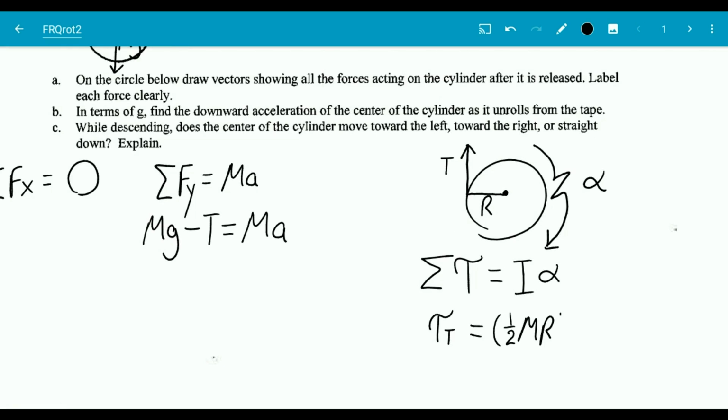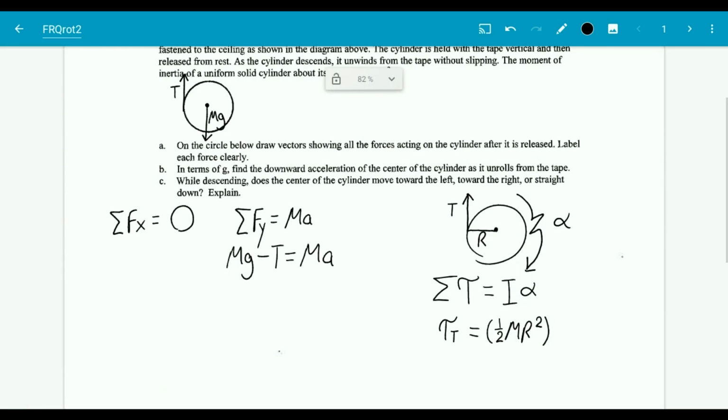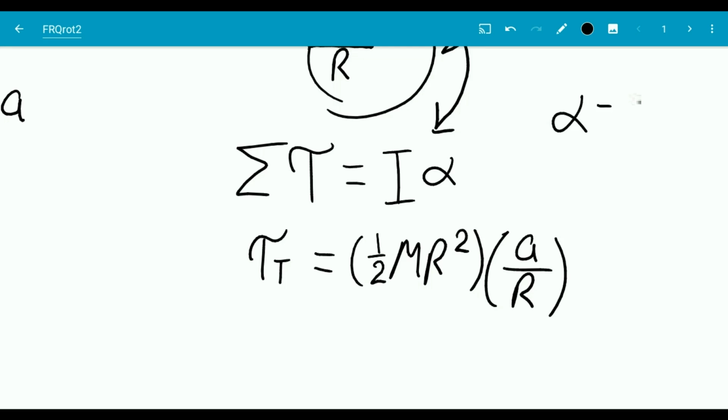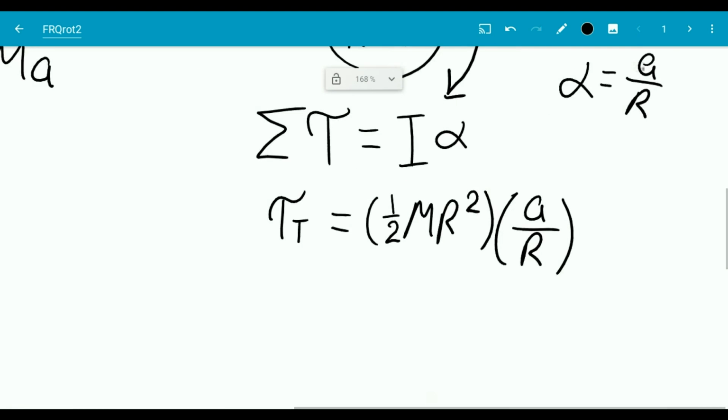And then that's going to be times our angular acceleration. Well, angular acceleration, another way of putting that is just a, our linear acceleration, over r, right? Because angular acceleration is just a over r.